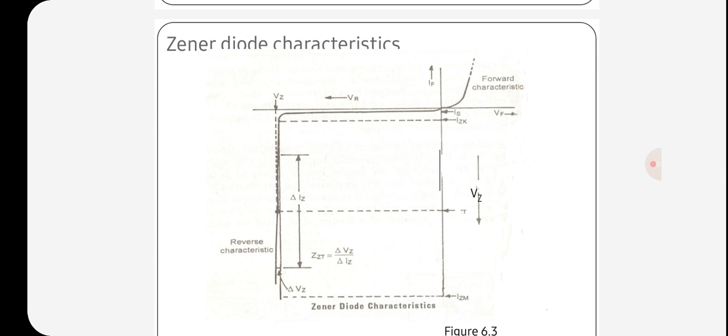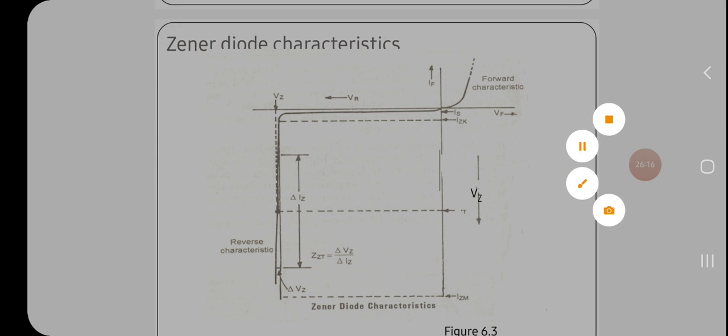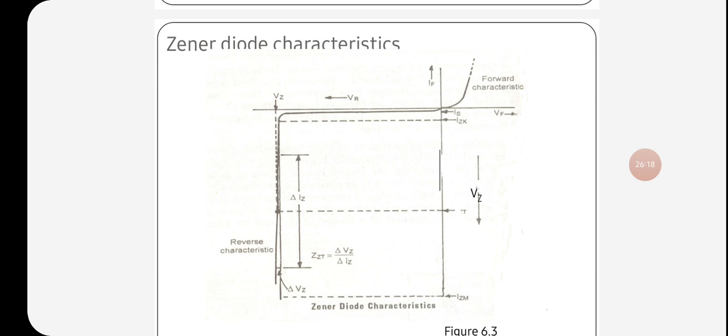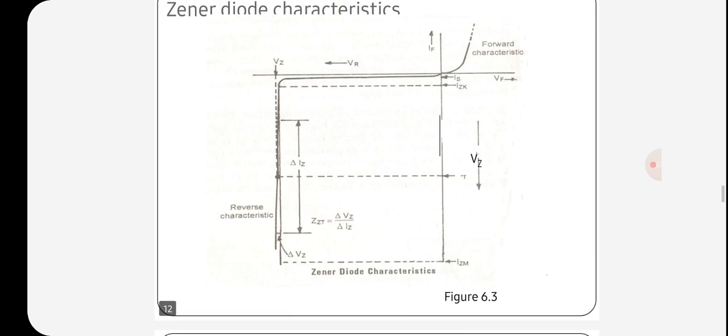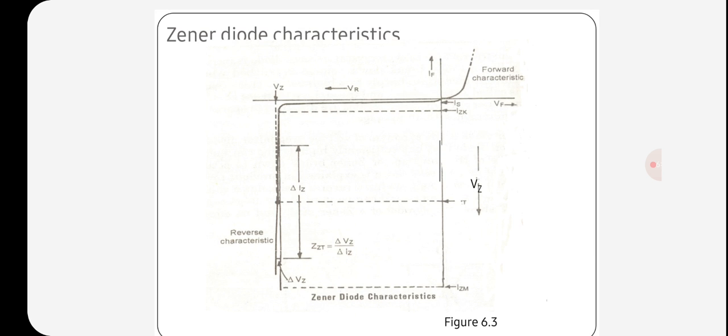So next is the Zener diode characteristics. So this is the diagram for Zener diode characteristics. So here, VI characteristics of Zener diode. The VI characteristics of Zener diode as shown in this diagram.